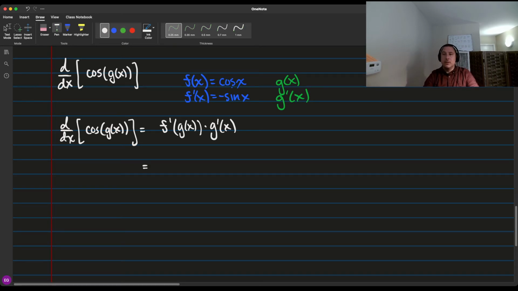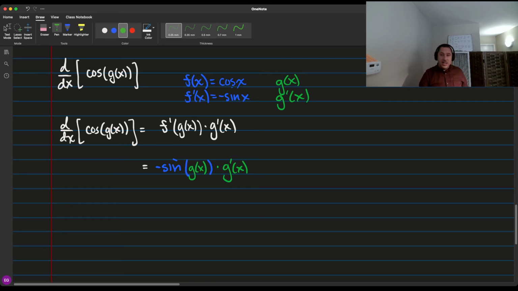Okay, so what is f prime going to do? It's going to be the minus sine of the inside function. The inside function is g of x. And then what am I going to multiply by? The derivative of the inside function, which is g prime. And this actually is my answer. The derivative of cosine g of x is the minus sine of g of x times g prime x.